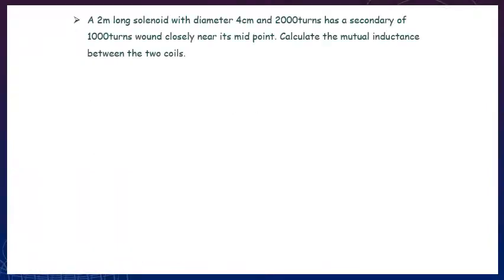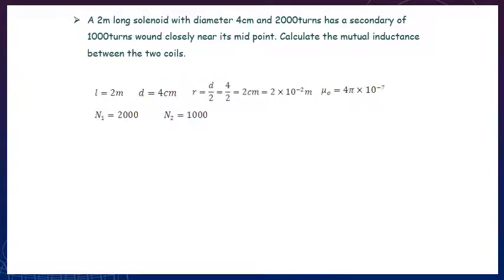Let us see what the next question is. A 2 meter long solenoid with diameter 4 centimeters and 2000 turns has a secondary of 1000 turns wound closely near its midpoint. Calculate the mutual inductance between the two coils. So it is similar to your previous question. So let us see what all is given to us.